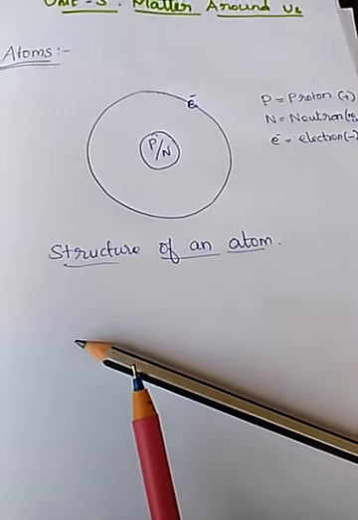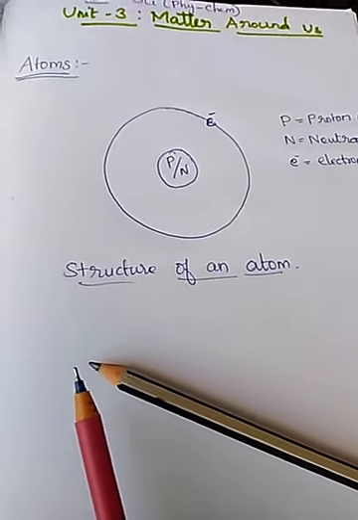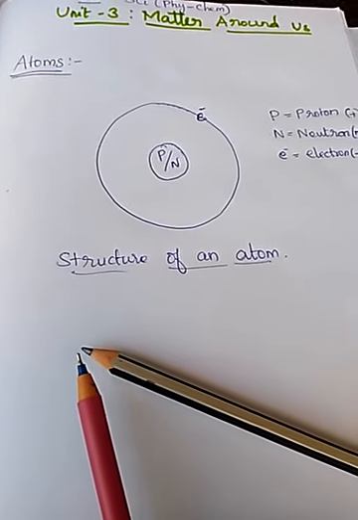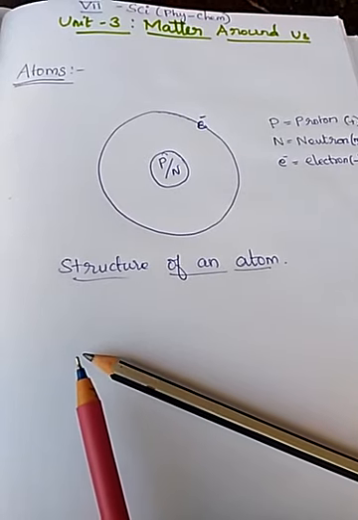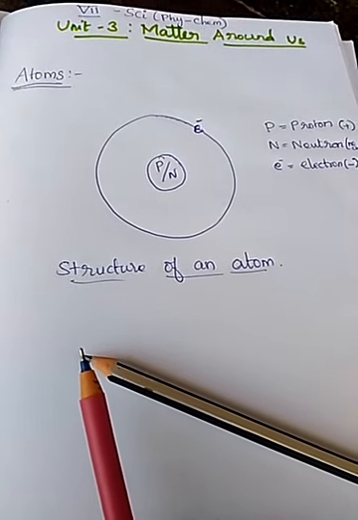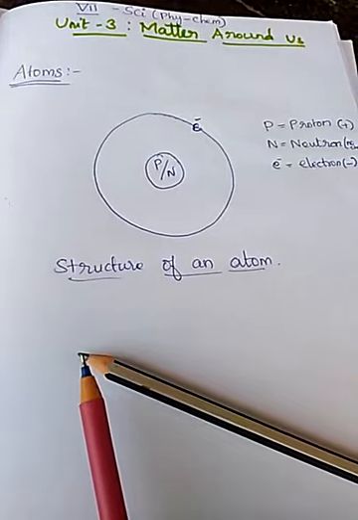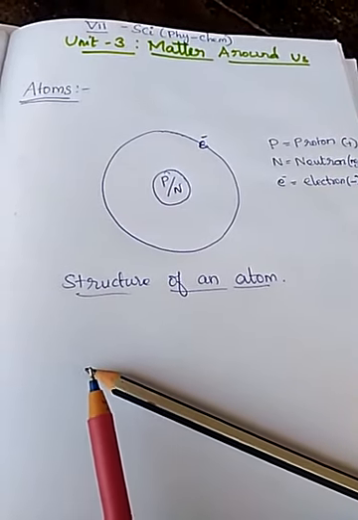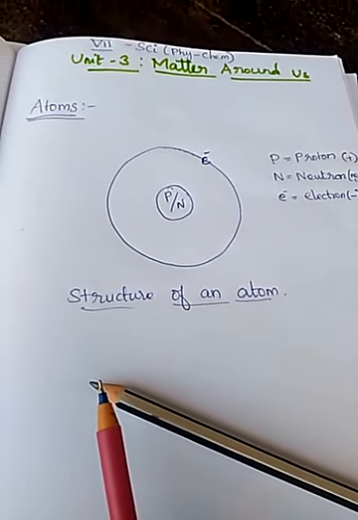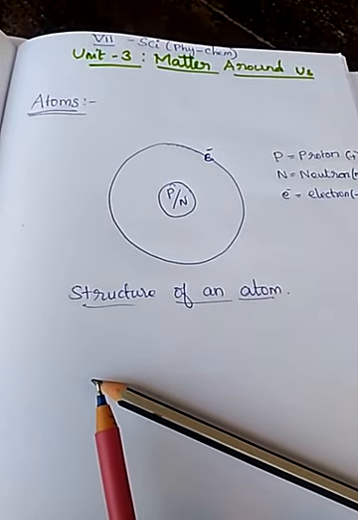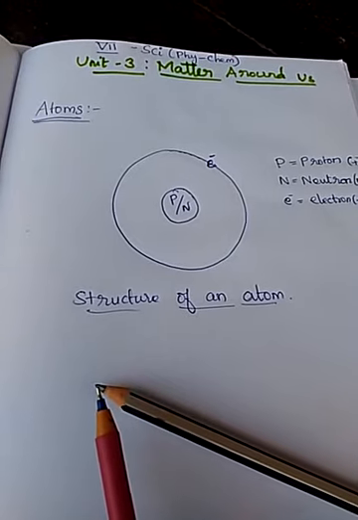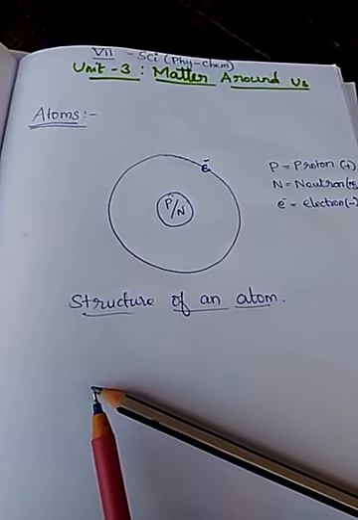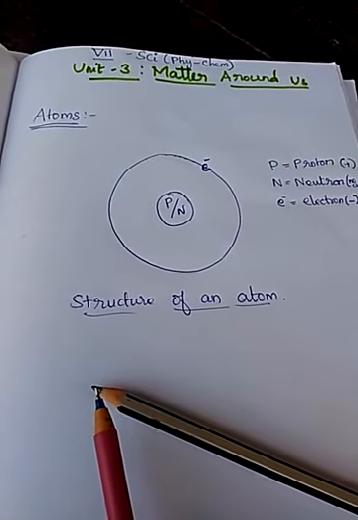Here we see one pencil. Here is the graphite lead. This graphite lead is made up of an element called carbon. This graphite lead is made up of carbon atoms. We can break graphite into smaller and smaller particles. Finally we get the smallest or tiny particle, which is called a carbon atom.